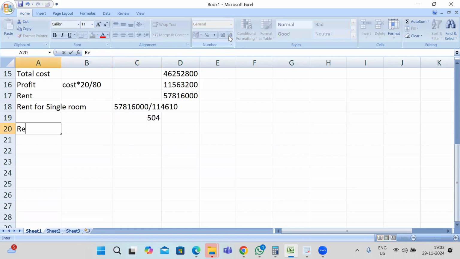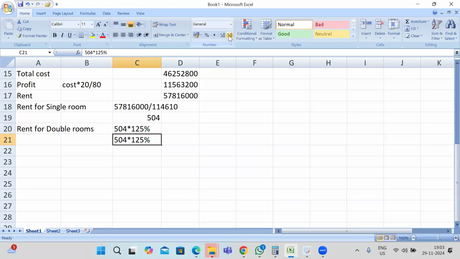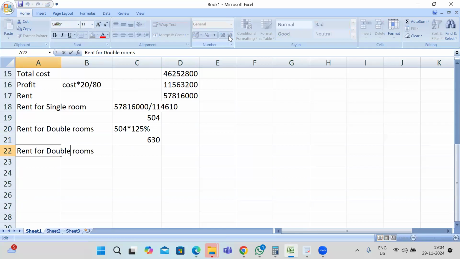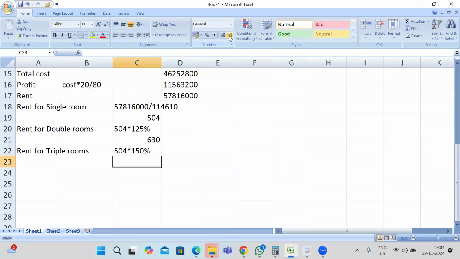Now I'm going to calculate rent for double rooms. So double rooms is 125 percentage of single room rent, right? So 504 into 125%, it is very simple, so 630. And for triple room, again this is going to be simple only. So triple room days, 504 into 150 percentage. So we need to calculate equal and single rooms. So that's it, your answer is very simple. So 504, 630 and 756.